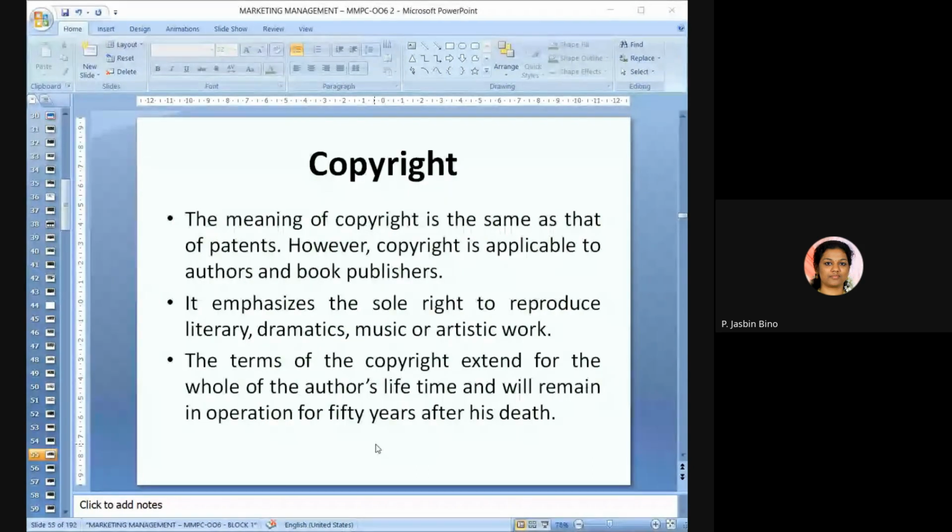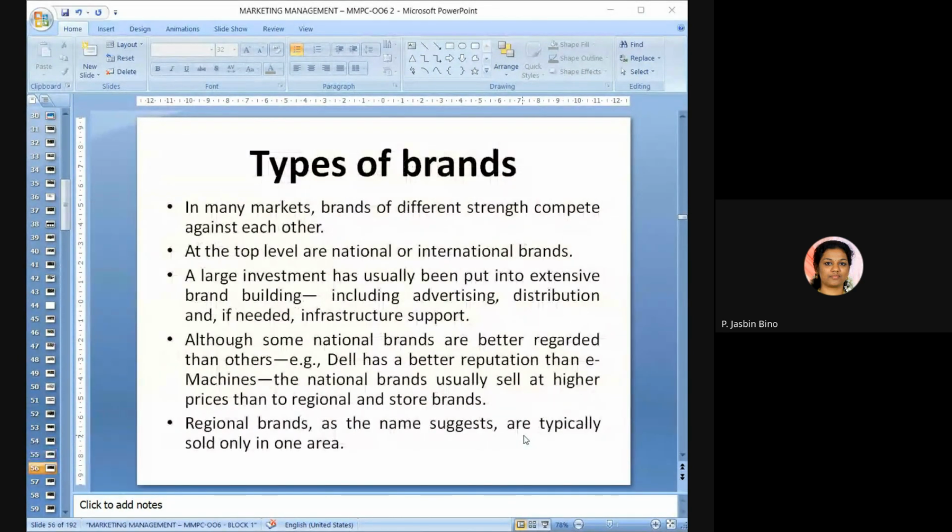Next one is copyright. Copyright is similar to patents. Patent is applicable for inventions, but copyright is for a new idea, such as new book writing or some information. Mainly for authors and book publishers, copyright is given. It emphasizes the sole right to reproduce literary, dramatic, musical, or artistic work. Copyright will be extended for the whole of the author's lifetime and will remain in operation for 50 years after his death. So there are different types of brands.